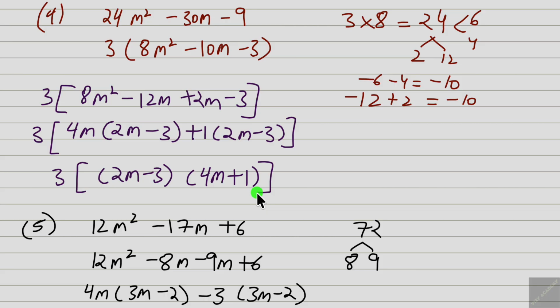You can further simplify by multiplying 3 with one of the factors. So it will be like 6m minus 9 times 4m plus 1. But don't make the mistake of multiplying each term by 3.